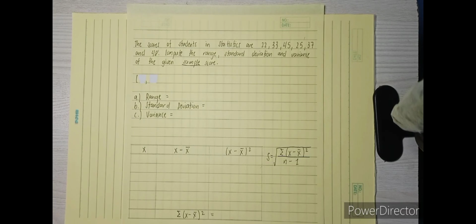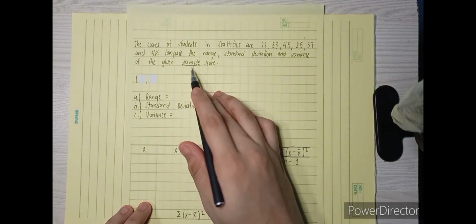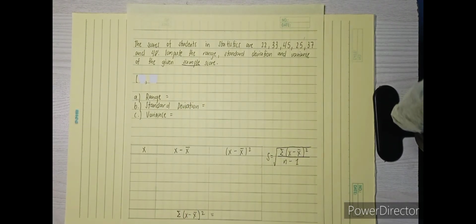The scores of students in statistics are 22, 33, 45, 25, 37, and 48. Compute the range, standard deviation, and variance of the given sample score. Ang una nating titingnan is kung ano nga ba ang hinahanap ng ating problem, kung ito ba ay population or sample. Pero nakalagay na dito na sample ang ating hinahanap.